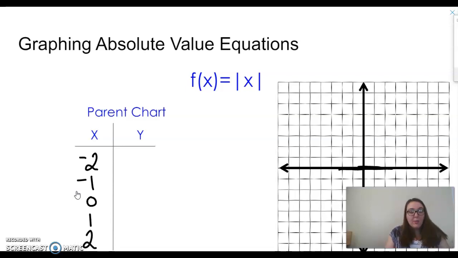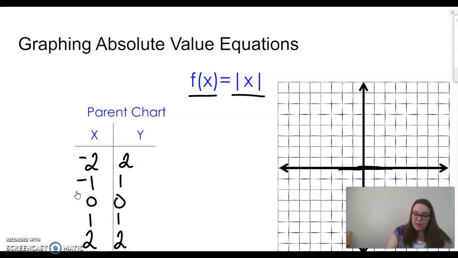Okay, when I choose those values, this f of x means I'm taking the absolute value. Well, if I take the absolute value of -2, it is 2. If I take the absolute value of -1, of 0, of 1, and of 2, I'm taking the absolute value of those numbers.